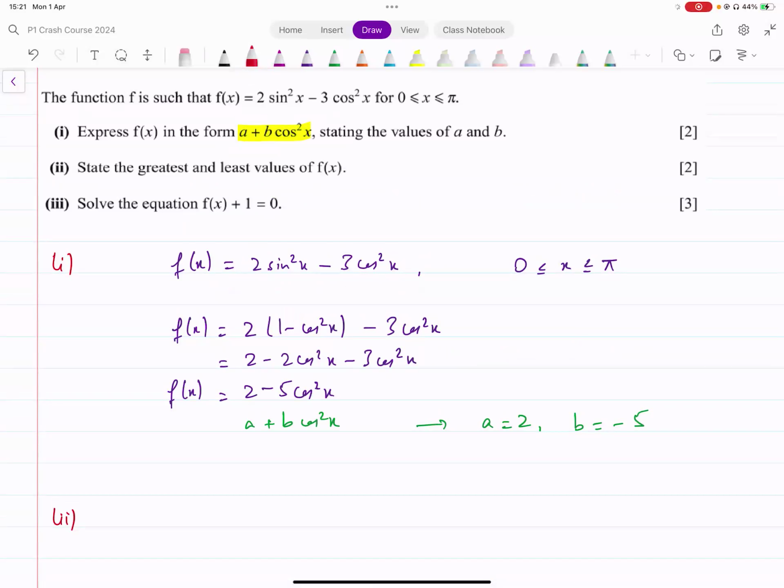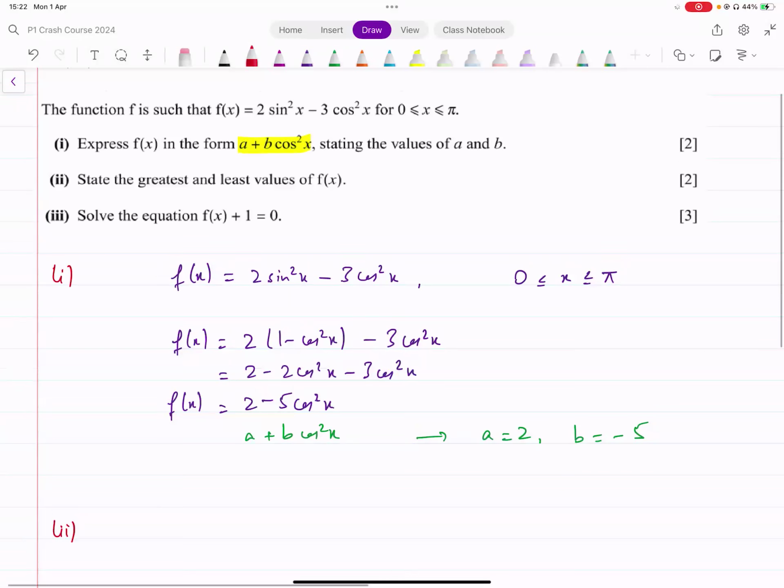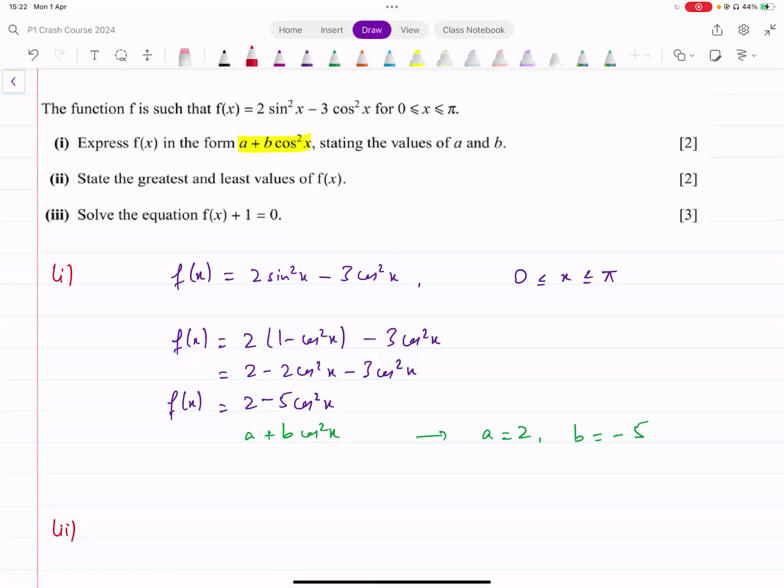Now in the second part, it says state the greatest and least values of f of x. So essentially, they're asking you for the range of f of x, because that's how you find range of functions, right? You're looking for the least value of the function and the greatest value of the function. That's what you're looking for. Okay. So how do you find the range of this function?